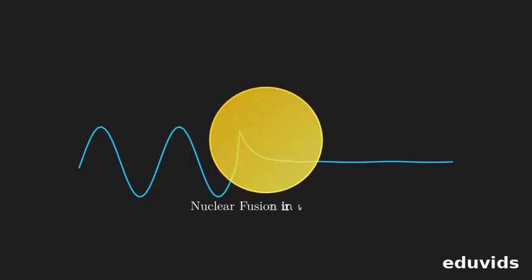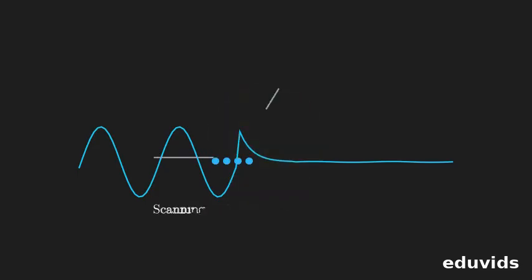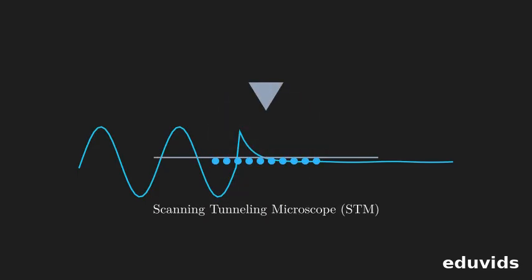This process is essential for nuclear fusion, where hydrogen protons tunnel through huge electrical barriers inside the sun. The technology also enables devices like the scanning tunneling microscope, which we call STM. The STM uses tunneling to create images of individual atoms on surfaces.